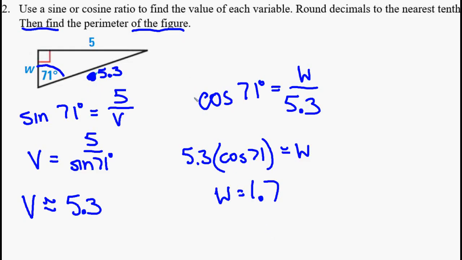Now for the perimeter, we're just going to add those up. The side they gave us, 5, plus the 5.3 plus the 1.7 should all add up to 12.